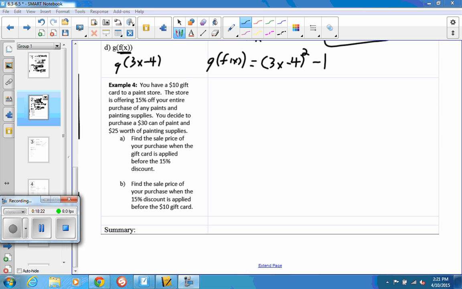So, guys, on word problems like this, you've got to go through, highlight, circle, underline, box, something, pull out the information you need. So I know I've got a $10 gift card, okay? I know I'm getting 15% off my whole purchase. I know I've got a $30 can of paint and $25 of paint supplies. I'm not really worried about what they are. Is there any information where they said the discount for supplies and the discount for paint? No, it's all the same. So how much am I spending total?